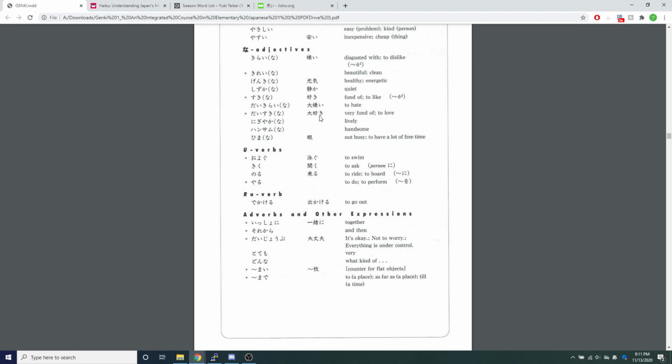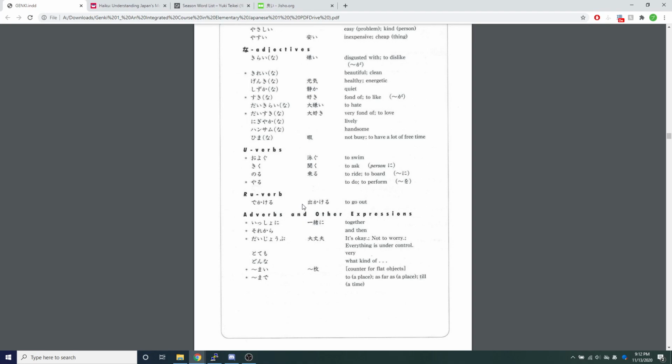Noru is to ride or to board. So the most useful example of this is to ride a train. Now, unlike most verbs, you're not using o here. This is not necessarily a transitive verb. So to say to ride a train, in English that's transitive, but in Japanese you don't say densha o noru. You say densha ni noru. So densha ni norimashou. Let's get on the train.